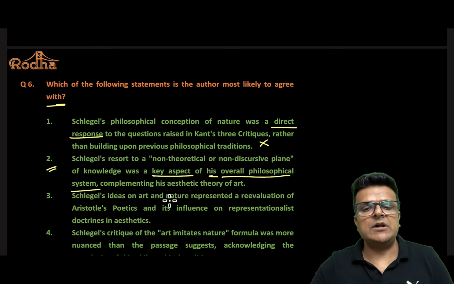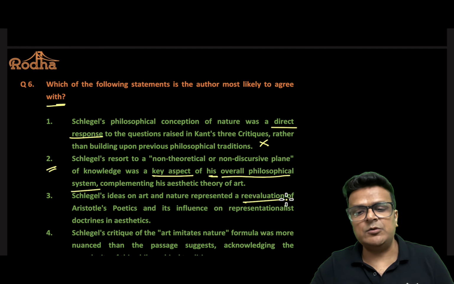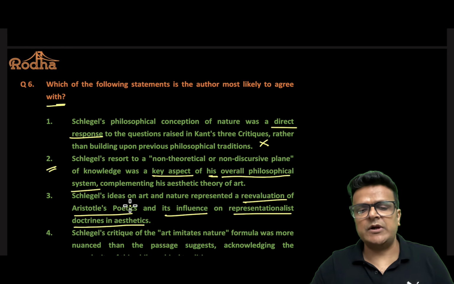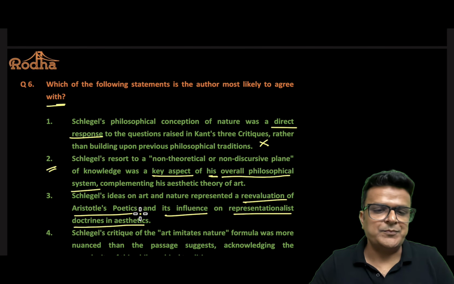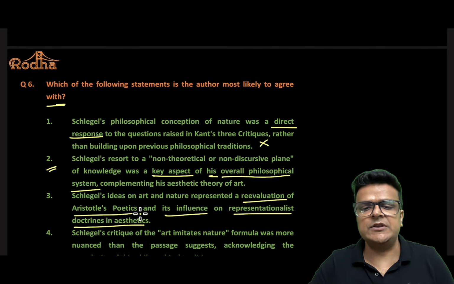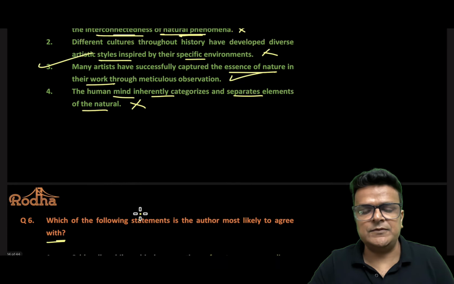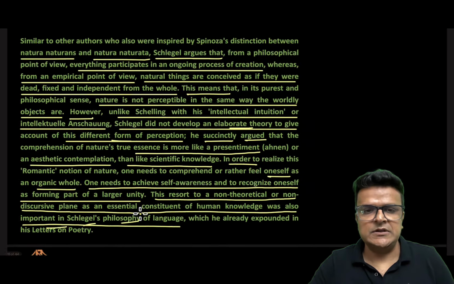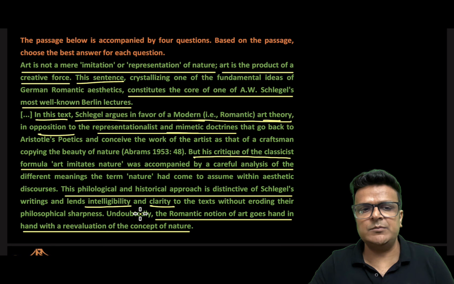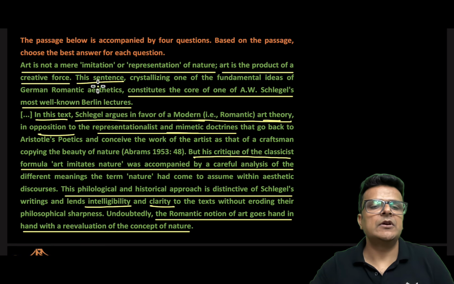Schlegel's ideas on art and nature represented a re-evaluation of Aristotle's poetics and its influence on representationalist doctrines in aesthetics. Schlegel के जो आइडिया थे आर्ट एंड नेचर पे, वो री-इवेल्युएशन थे एरिस्टोटल के पोएटिक्स के. So were Schlegel's ideas on art and nature a re-evaluation of Aristotle's ideas? Mentioned तो है कुछ इस तरह का in the beginning, but let's see.